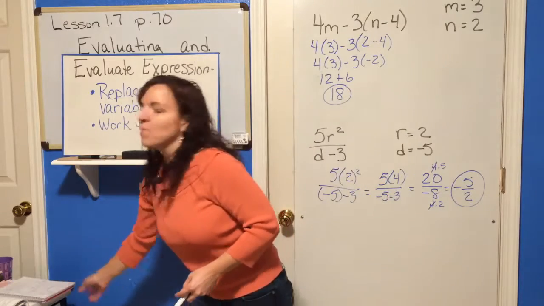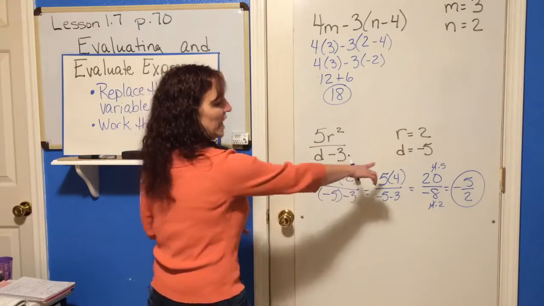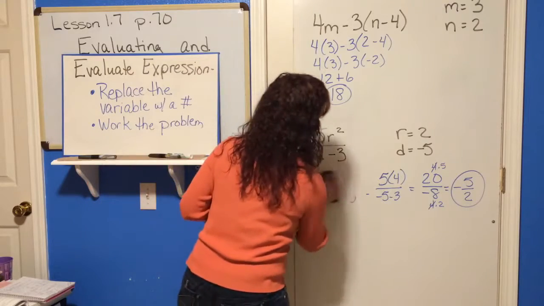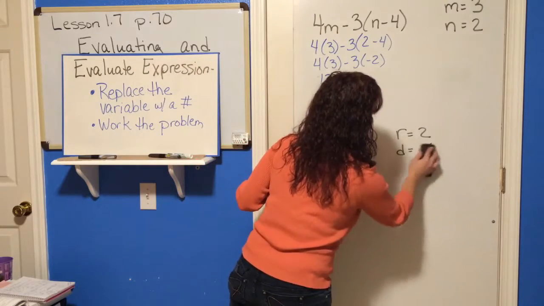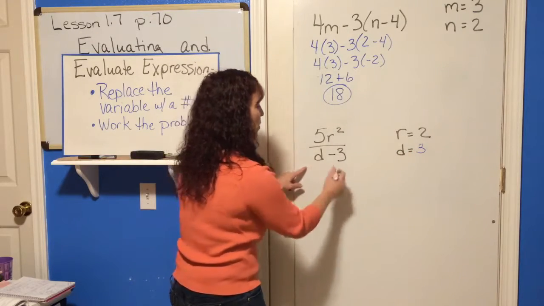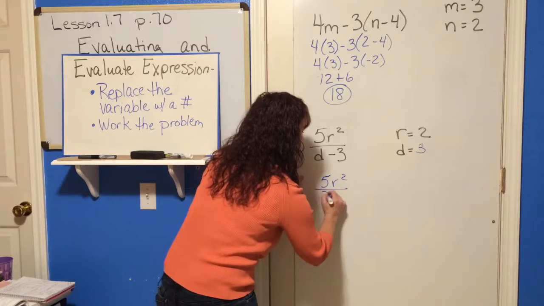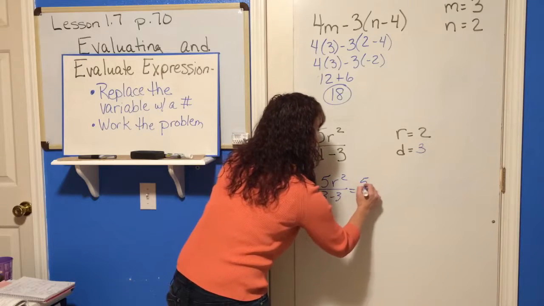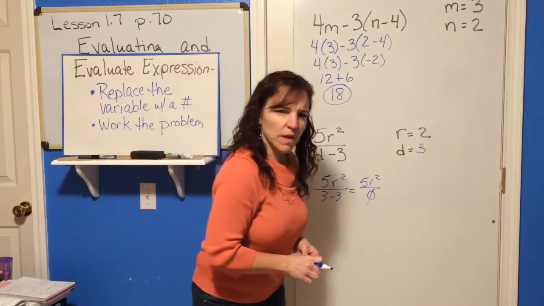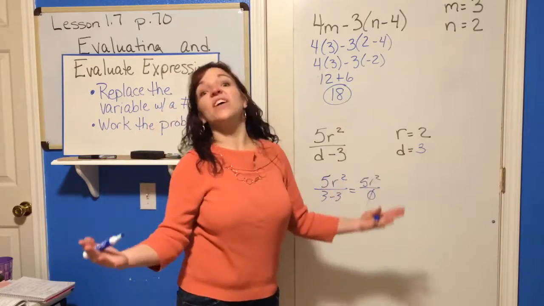What would have happened if, in this problem, our d value had been 3? Let's say d was 3, then we would have ended up with 3 minus 3 in our denominator. 3 minus 3 is 0. Can we divide anything by 0? And hopefully you hollered, absolutely not. Anything divided by 0 is just not possible.